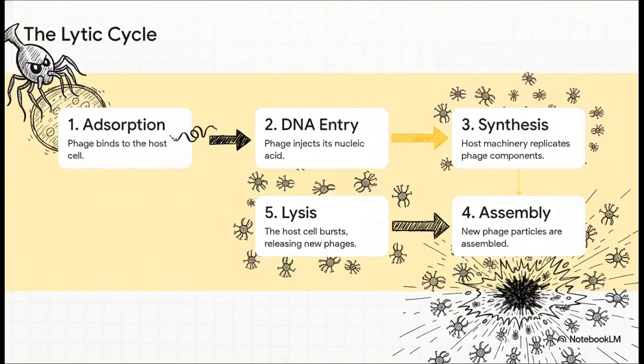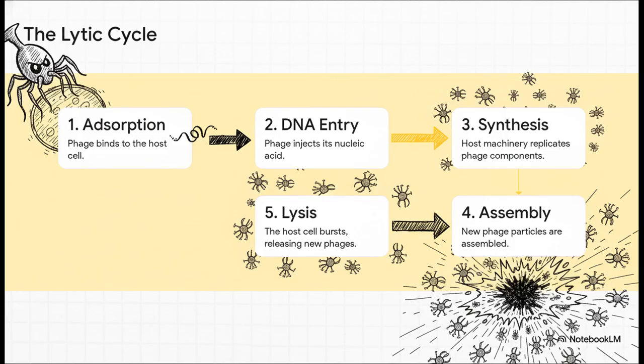First up, we have the lytic cycle. This is the all-out assault. It's a hostile takeover, pure and simple. The phage latches on, injects its genetic material, and immediately turns that bacterium into a mindless factory for one thing and one thing only, making more phages.